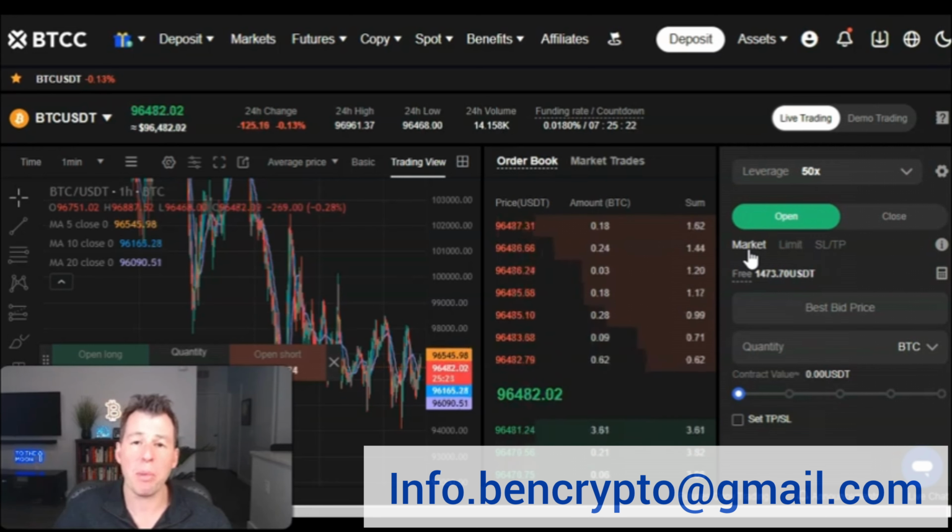If you're, for example, opening a long, you think that the price of Bitcoin is going to go up and you think it's going to start immediately going up. So you don't want to waste any time. Just fill it right now.